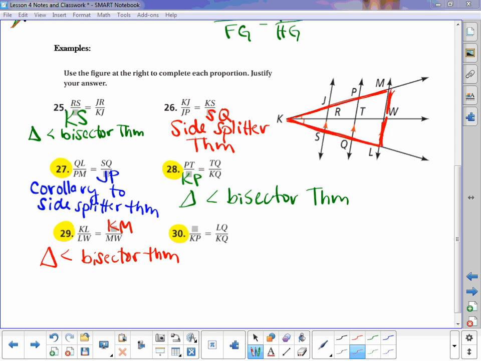Alright, so number 30, what did we get for our blank? MP. What do we think the theorem is for this one? Side splitter. Give me a thumbs up if you think side splitter, thumbs down if you think it's something else.